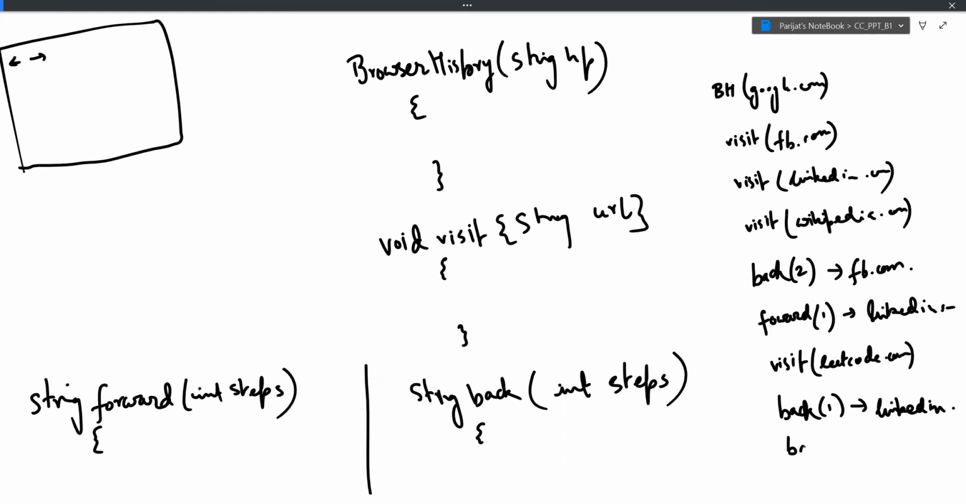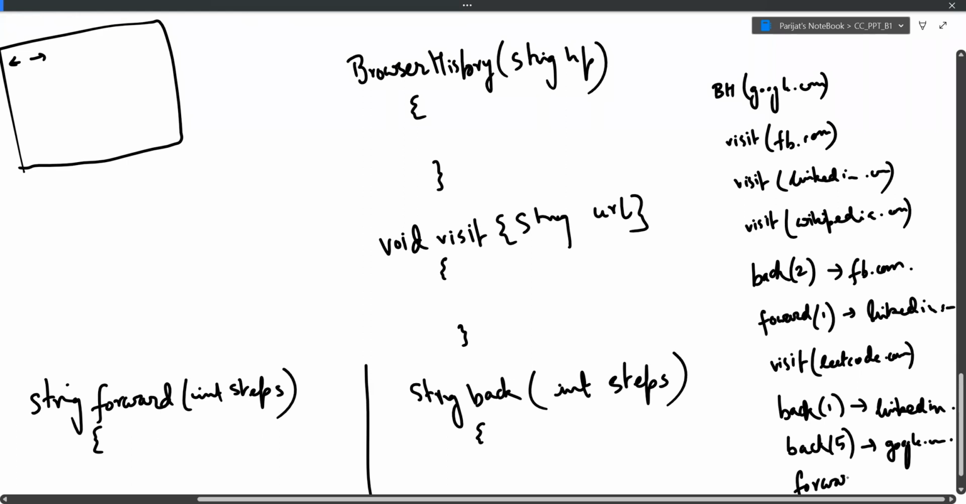Now from LinkedIn, if I do back 5 steps, what will I get? Google. So from LinkedIn, back 1 step would have given me Facebook. Back 2 steps would have given me Google. After that, whatever back you give, because you cannot go back from the home page, you remain at Google, right? If I do forward 5 steps, what will I get? From Google, forward 1 step will be Facebook, then LinkedIn, then LeetCode, and we'll be stuck with LeetCode after that.